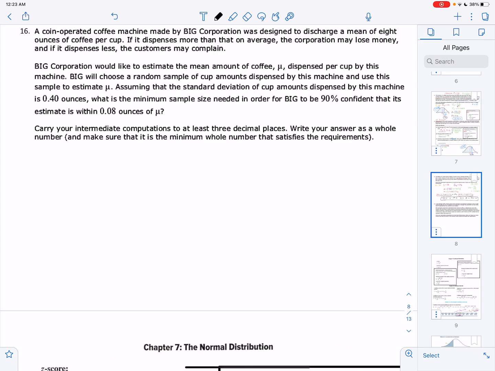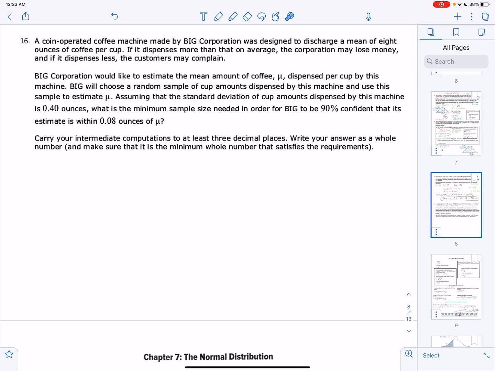So this is mu, which they're looking for. Big company would like to estimate mu, which is the population mean dispensed per cup by this machine. Big will choose a random sample of cups, amounts dispensed by this machine, and use this sample to estimate mu. So we're doing a confidence interval. Right now, all I knew was we're doing a confidence interval, trying to estimate mu.